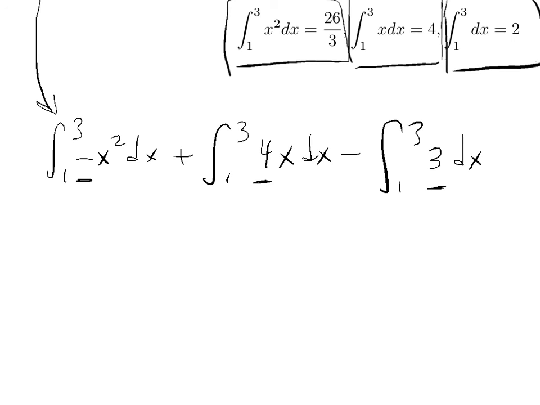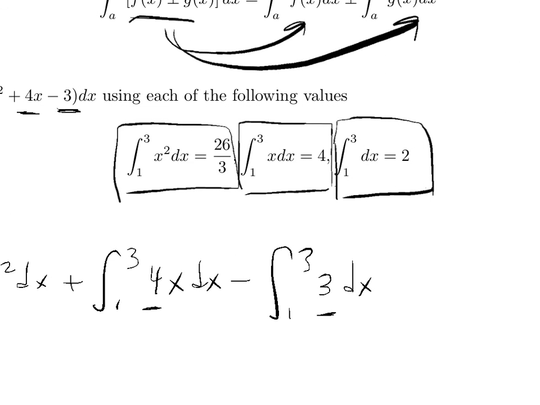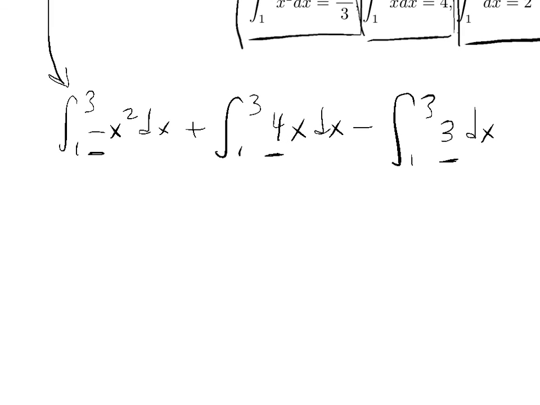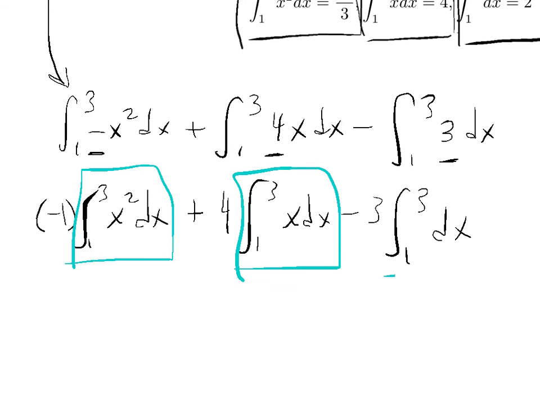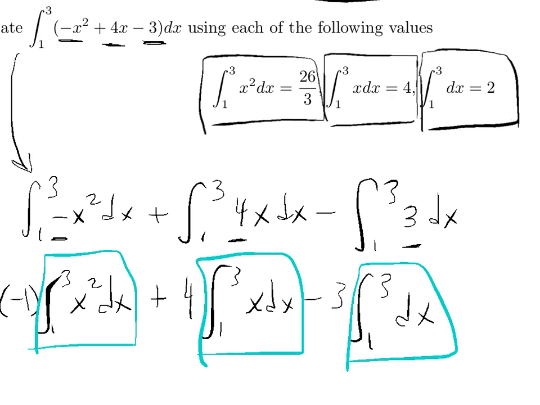Now we need to look at the constants, because if we're looking back at what we're given here, those have no constants. So this one has a negative 1 we can pull out. This one has a 4 we can pull out. And this one has a 3 we can pull out. Now what we're left with matches each of our givens exactly. Each of these integrals matches each of these integrals.